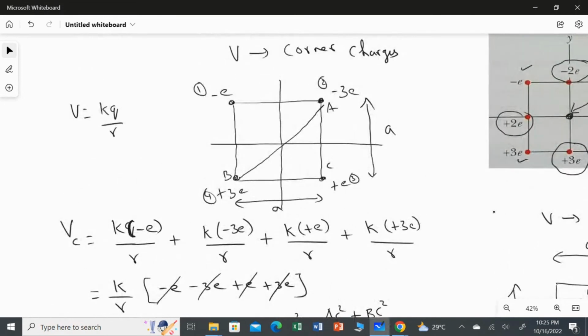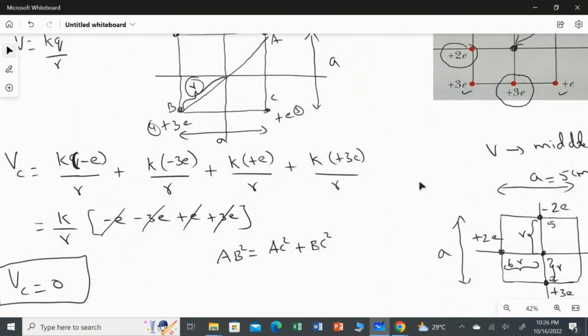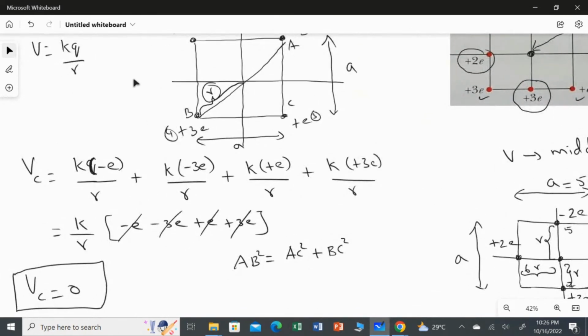So we are going to find the value of AB square. Why do we find AB square, brother? You have to see here, half of this diagonal is your R. So once you find the diagonal, divide by 2, you will get the value of R for the corner charge. But when you come to the middle charge, the R value is very easy, which is nothing but half of the value of A. But here it is different. So if you got any value for the corner charge, then you have to go for this method. So what is the method?